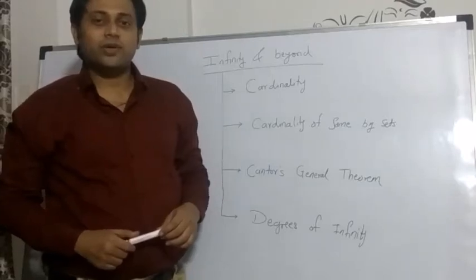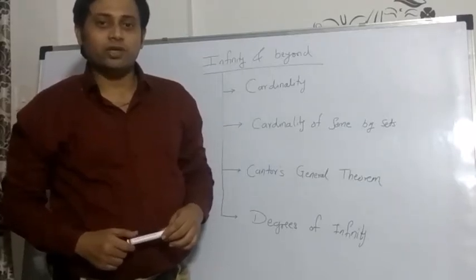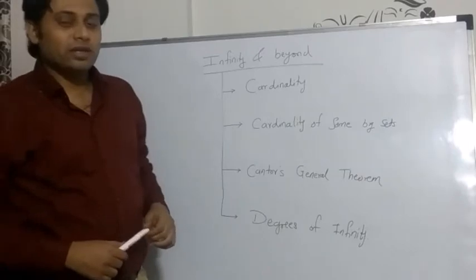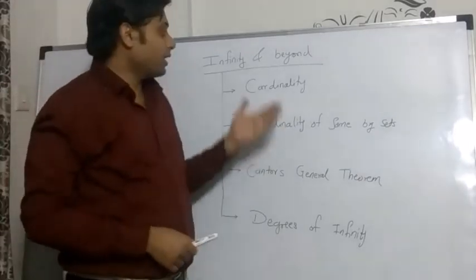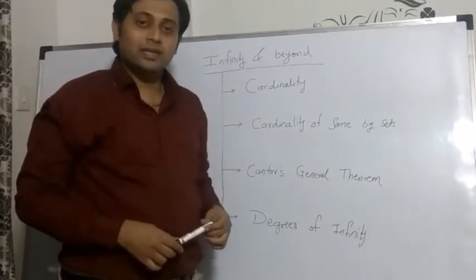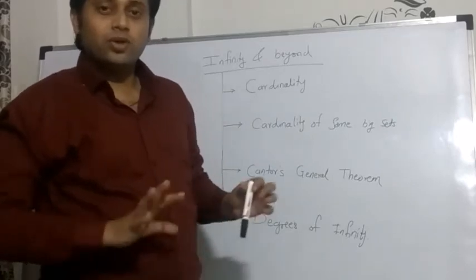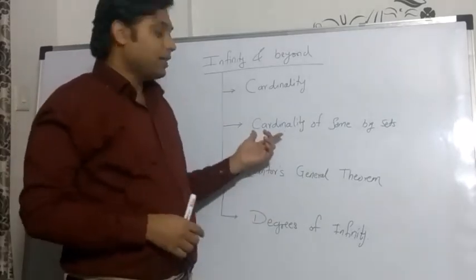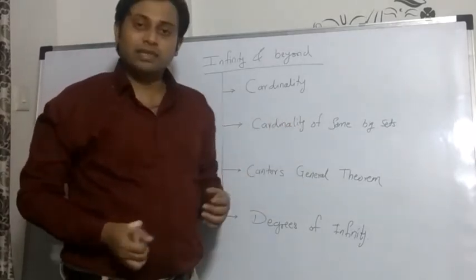In this section we are going to explore infinity and beyond. This infinity and beyond is divided into 4 parts. The first part is about cardinality. We will see what cardinality means. Once we know what cardinality is, we will actually see the cardinality of some of the big sets.